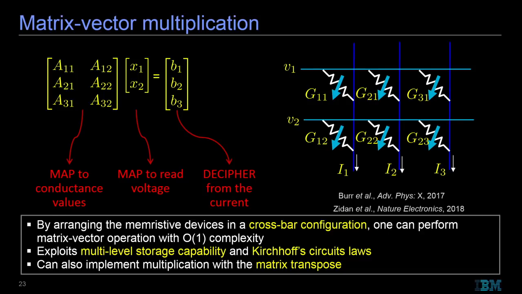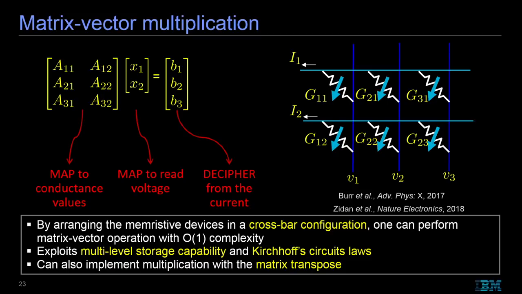And what is really nice is that we can actually reverse the process, apply the voltage along the columns, and then read the current back through the rows. And what it does is now the multiplication with the matrix transpose. So this is really nice. You can perform multiplication with the matrix and the matrix transpose at the same time.